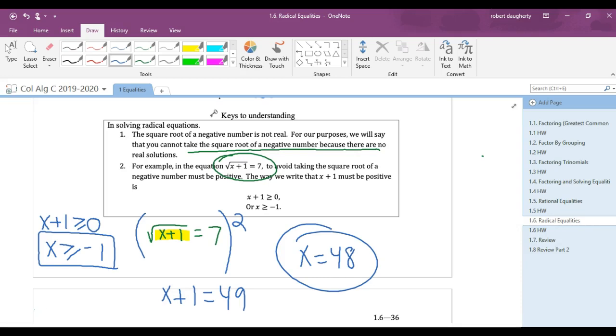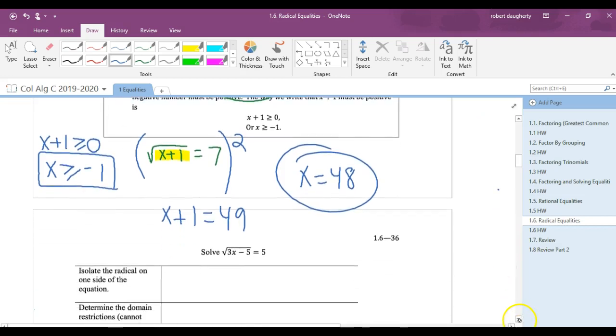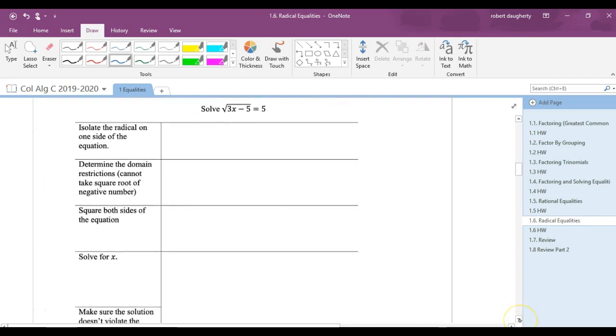Okay. So again, the process for these radical equations is you're going to have to raise it to a power and then go from there. Now let's look at this one. What I need is the square root needs to be all by itself. Okay. Is the square root by itself on one side of the equation? Yeah, it is. Okay. Now let's determine the restriction.